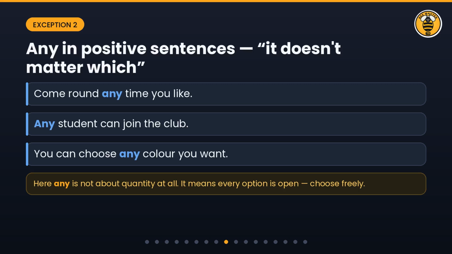Exception number 2. Any can appear in a positive sentence. Come round any time you like. Any student can join the club. You can choose any color you want. Look carefully. These are positive sentences, and yet we use any. That is because here, any is not about quantity. It means it doesn't matter which one. Every option is open. In speech, this any is usually stressed. Any time you like. That stress is a clue to the meaning.